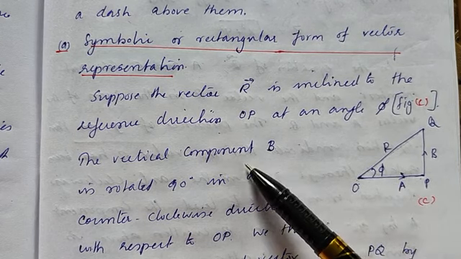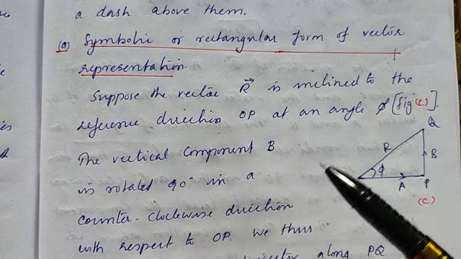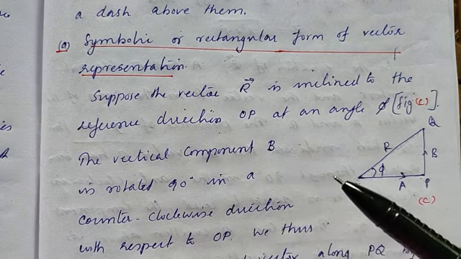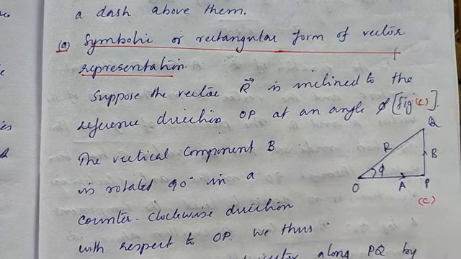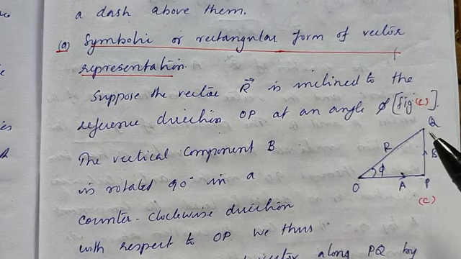The vertical component B is rotated 90 degrees in a counterclockwise direction with respect to OP.